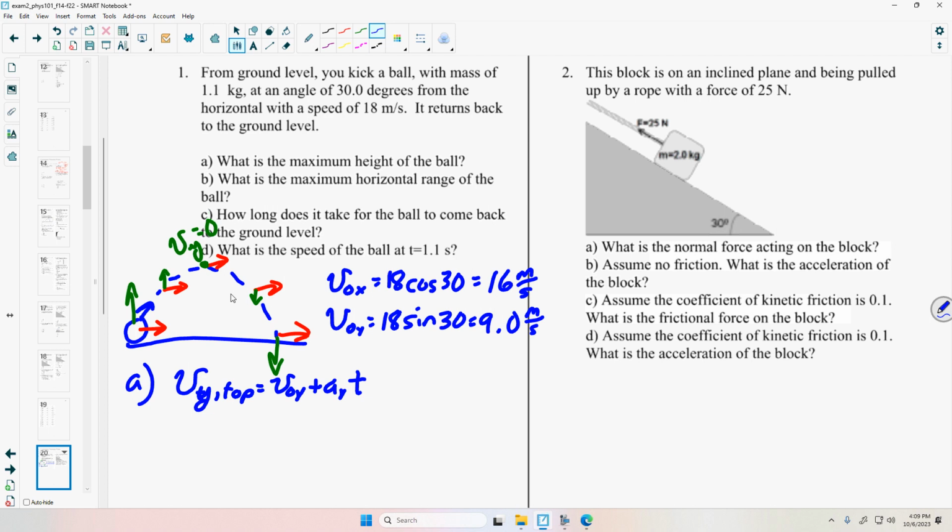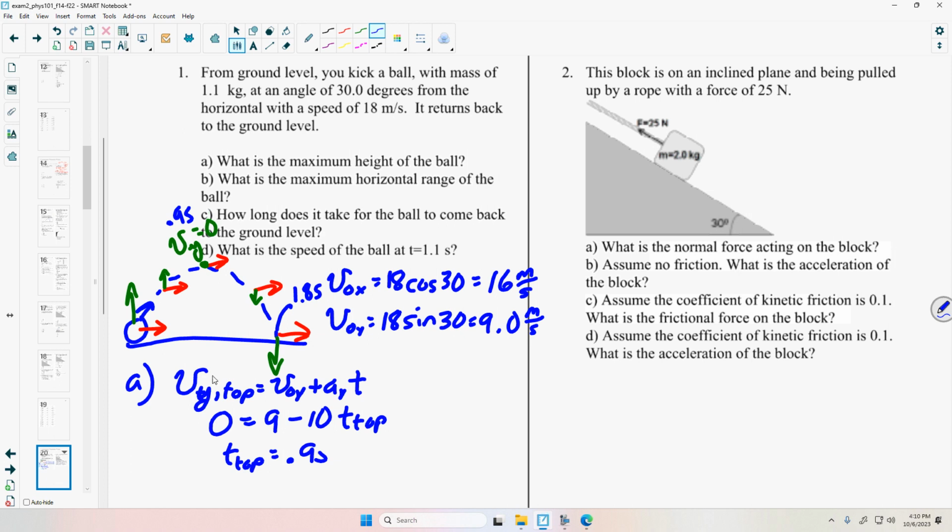All right. So Vy at the top is 0, right? That's what it does at the top. V naught y is 9 minus 10 times t top. So t top is 9 divided by 10, or 0.9 seconds. That's 0.9 right here. That's going to be 1.8 seconds right there.